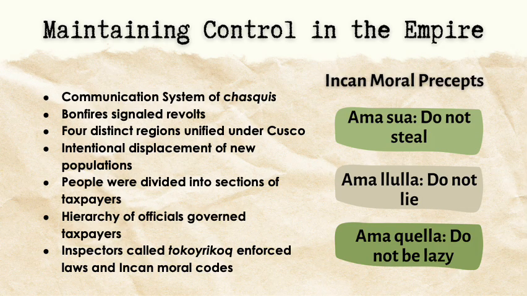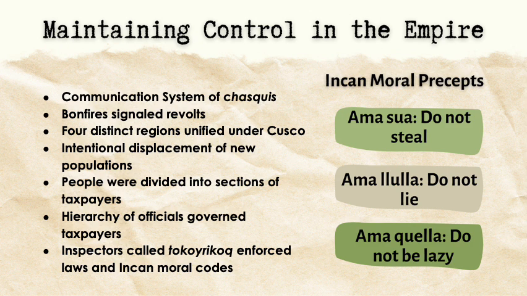When new areas were incorporated into the empire, there was an intentional movement of people out of the conquered region into the areas close to Cusco. This created a diverse population, but also reduced the chances of revolts against the empire. People united by a common language couldn't band together as easily.